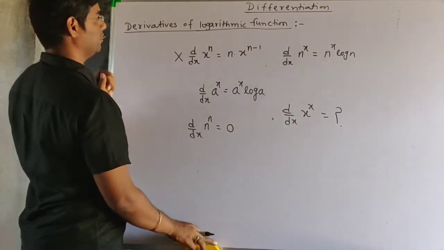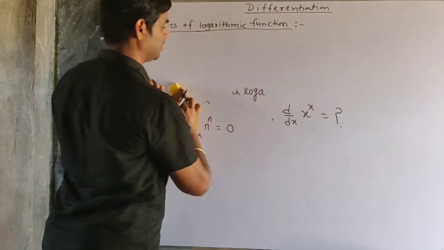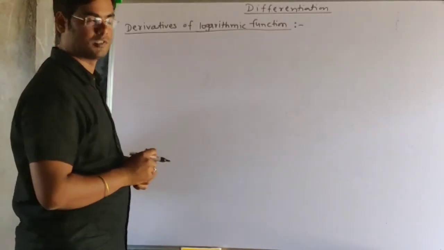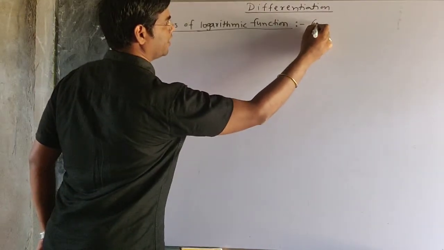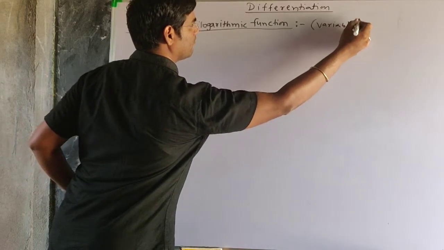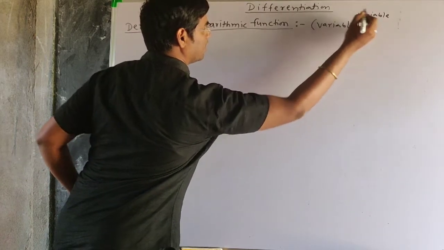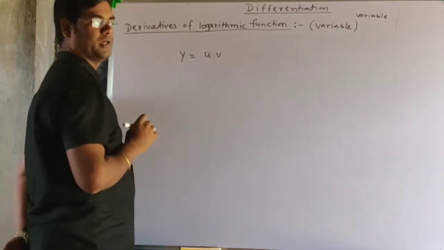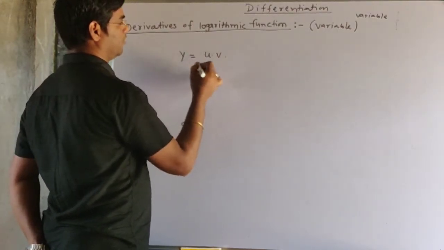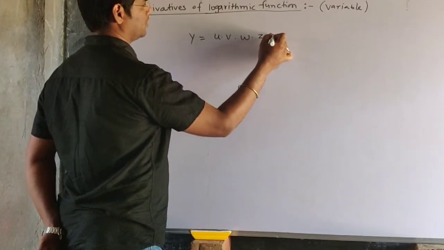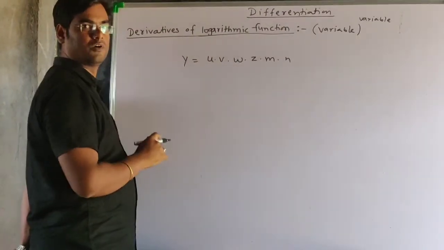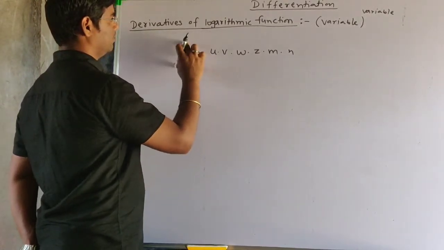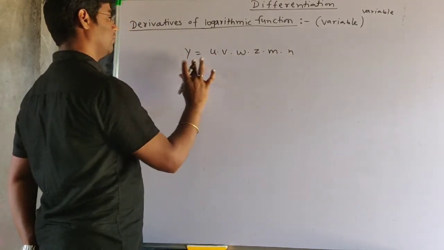So when we use the derivative of logarithmic function, how do we take log? When you have variable raised to variable, you have to take log on both the sides. Also suppose you have u into v, then you can apply the u into v formula. But if you have u into w into z into m into n, these are variable terms and you have to differentiate them with respect to x, then u into v is not possible.